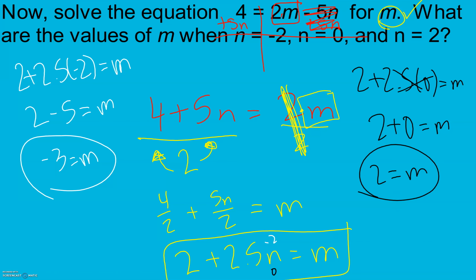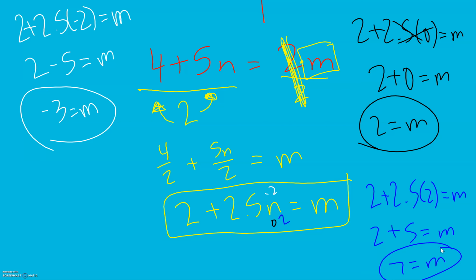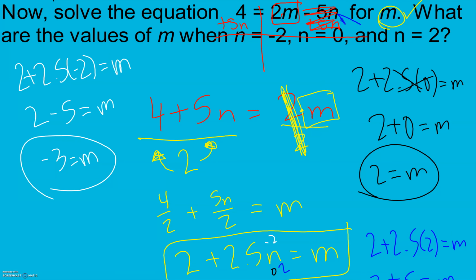And the last one is n equals 2. So for n equals 2, I plug in 2. And I get 7 for m. And that's a lot faster, quicker, and easier than it would have been if we just substituted into our original equation and then had to solve for m every time. So solving our literal equation for the variable we're looking for a lot of times is going to be helpful.